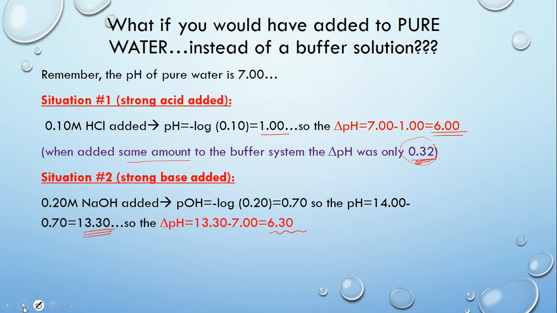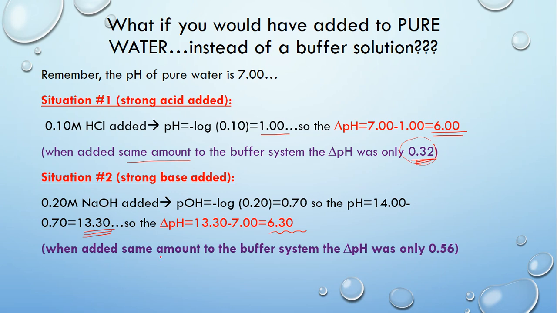Now compare that to the buffer problem where we added the same exact concentration of the sodium hydroxide but to a buffer system. The change in pH was only 0.56. So notice again, the purpose of a buffer system is to keep the pH within a certain desired range.